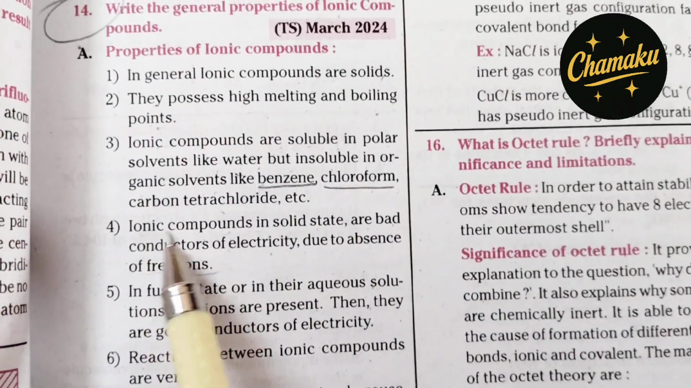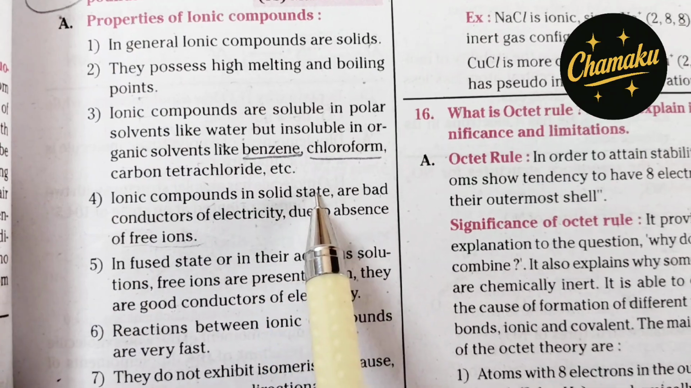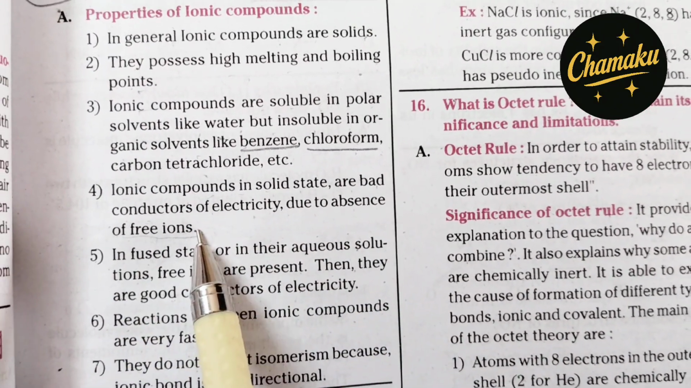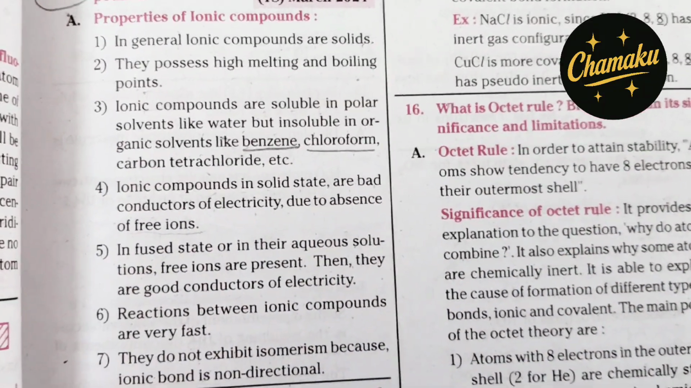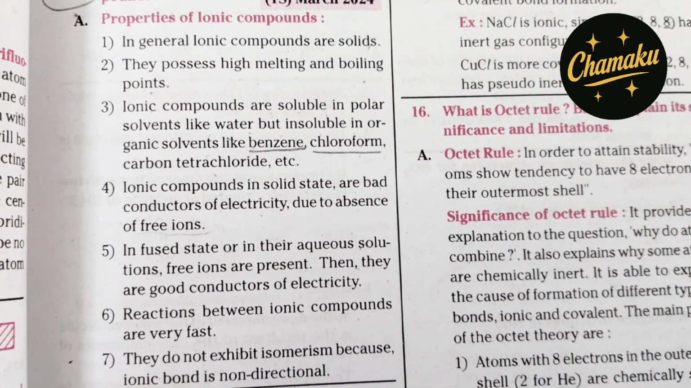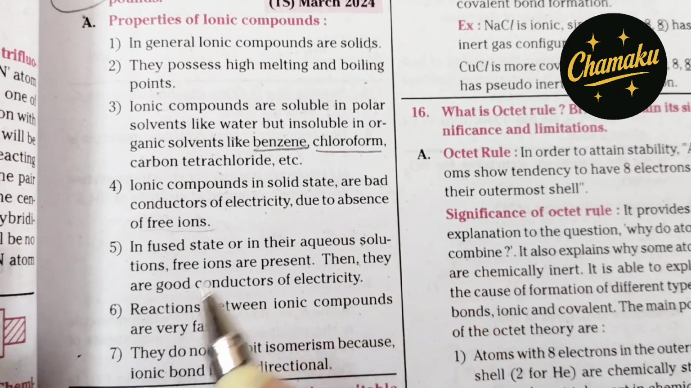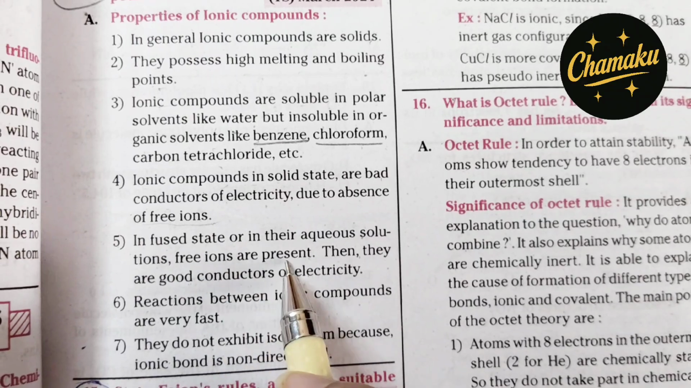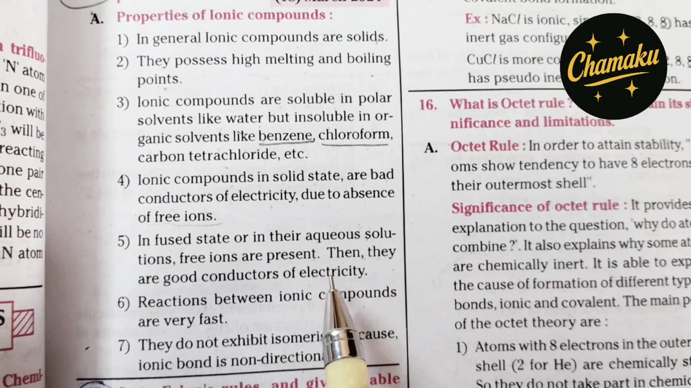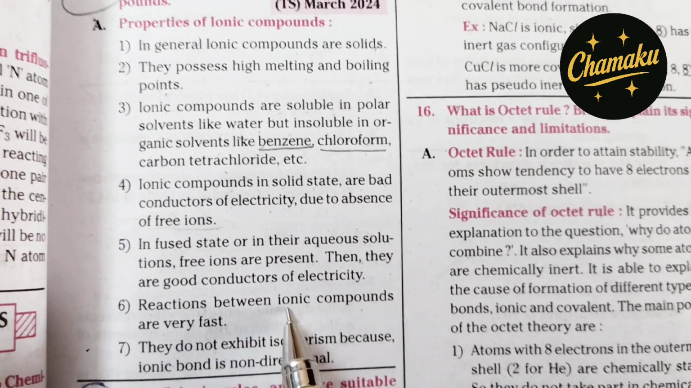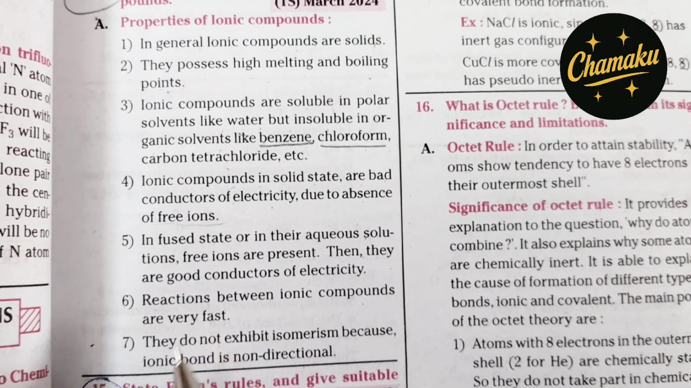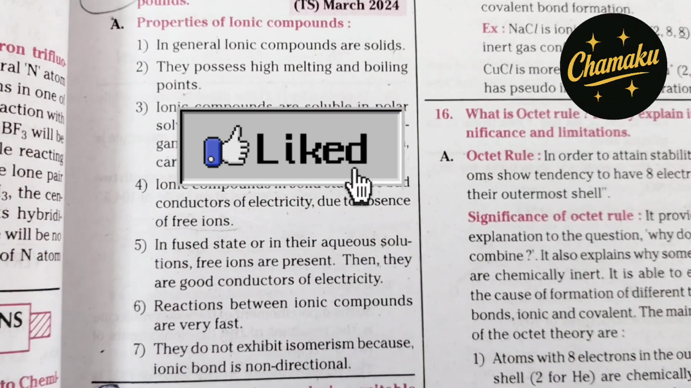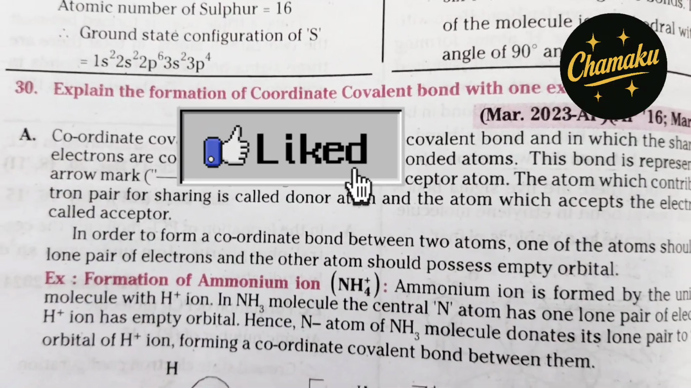Ionic compounds in solid state are bad conductors of electricity due to the absence of free ions. In fused state or in their aqueous solutions, free ions are present, so they are good conductors of electricity. Reactions between ionic compounds are very fast. They do not exhibit isomerism because the ionic bond is non-directional. Moving on to the next question.